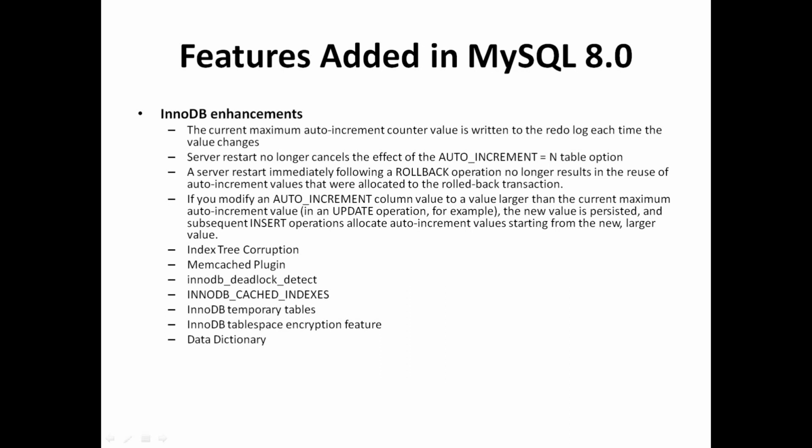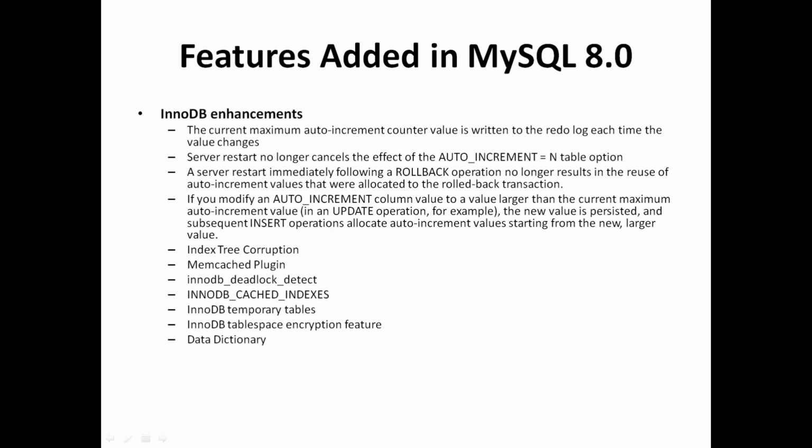A server restart immediately following a rollback operation no longer results in the reuse of auto increment values that were allocated to the rolled back transaction. If you modify an auto increment column value to a value larger than the current maximum auto increment value, then the new value is persisted, and subsequent insert operations allocate auto increment values starting from the new larger value.